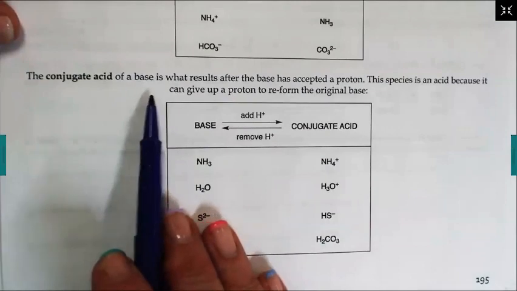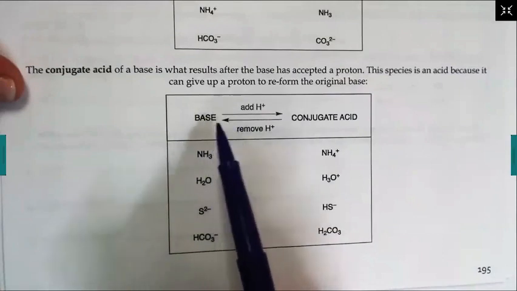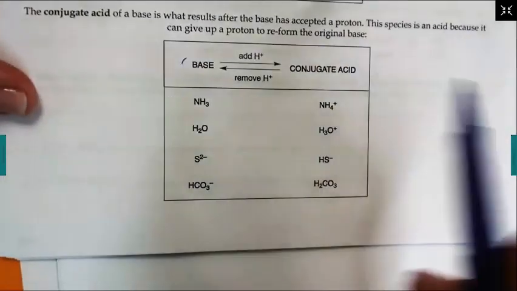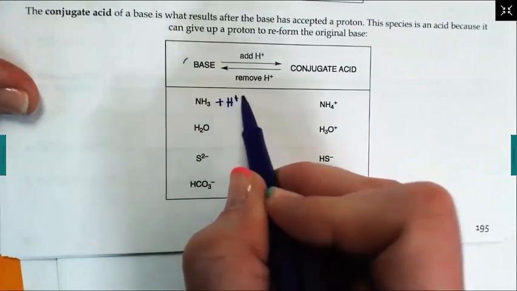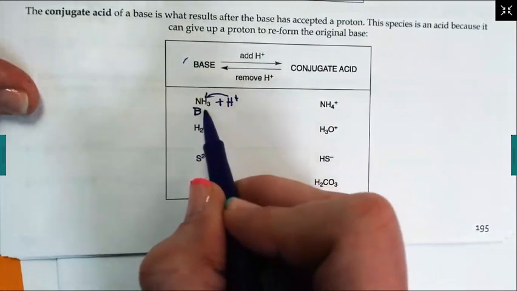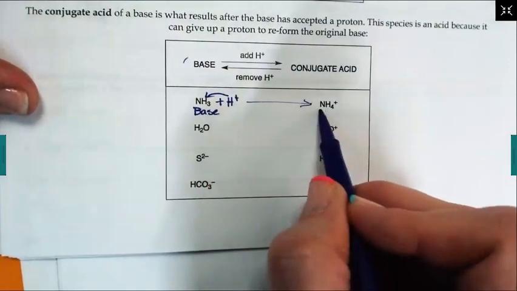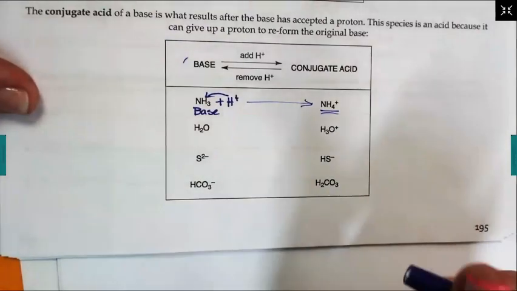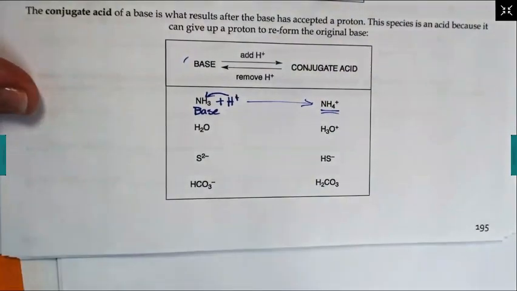It works the other way too. Conjugate acid is what results after a base has accepted a proton. So you have a base, and once it's accepted a proton, it's considered a conjugate acid. This guy, your regular ammonia, let's add an H plus because it accepted. So when it's accepting that H, it's acting like a base. But what's left after it accepts is this guy. That would be the conjugate acid, what it looks like after it's accepted the hydrogen.